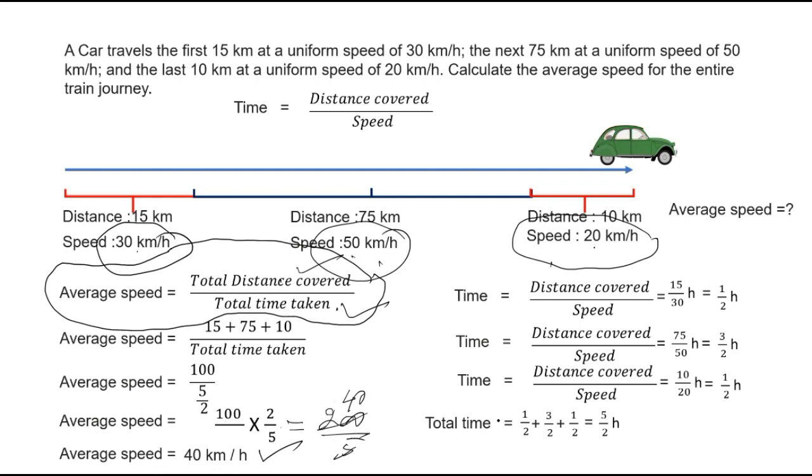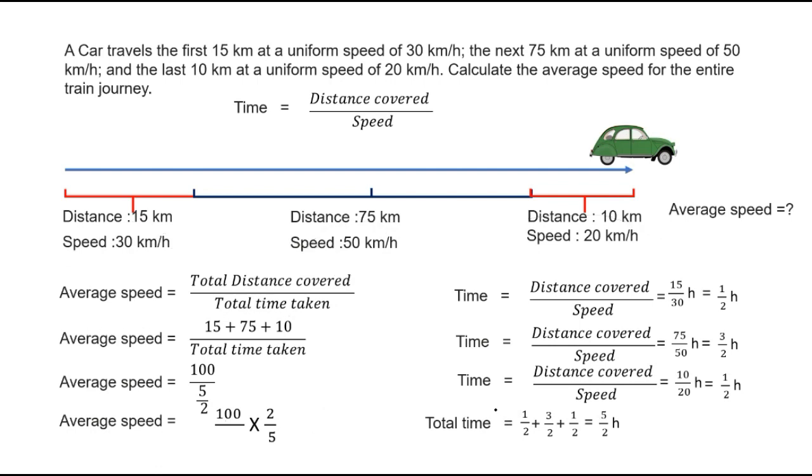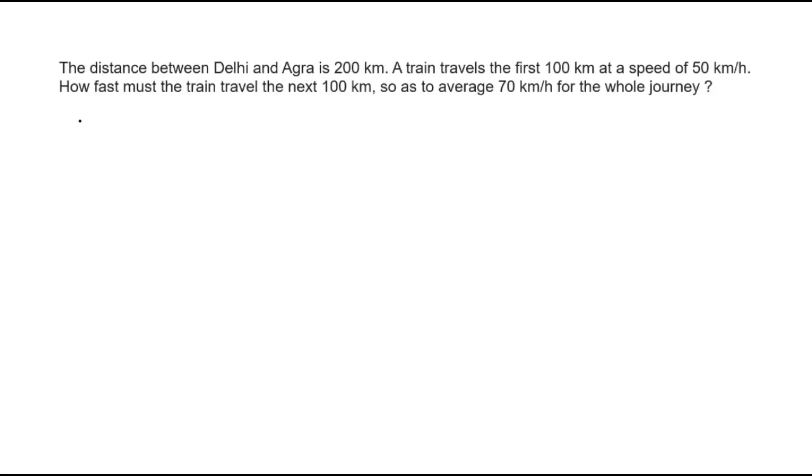I hope you have understood it. You have to take down this problem and solve it properly in your notebook, right? And also the earlier problem. We'll go for the third problem here. Now, what is that third? The distance between Delhi and Agra is 200 kilometers.